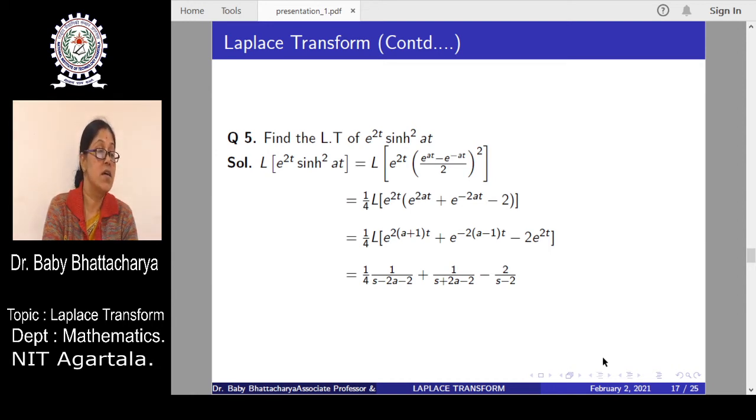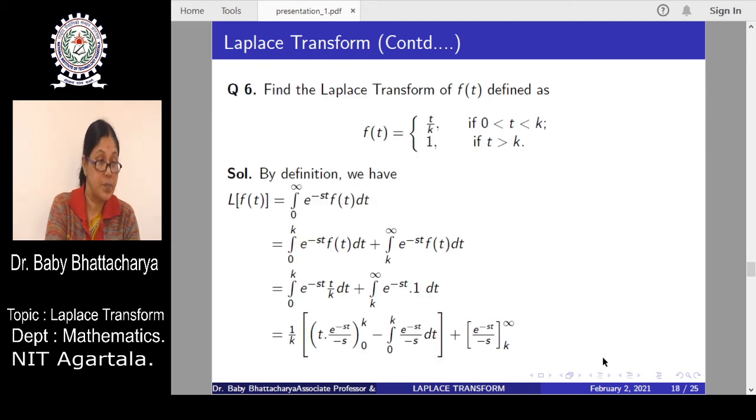And see, this hyperbolic function is multiplied by e to the power 2t. So we write all these terms in exponential form, and accordingly the requirement is that we have to find the Laplace transformation of e to the power 2t multiplied by (e to the power at minus e to the power minus at by 2) whole square. So that is coming as 1 by 4 Laplace transformation of e to the power 2t multiplied by e to the power 2at plus e to the power minus 2at minus 2, and after simplification we have this result. It is easy to verify that the result comes in this form.